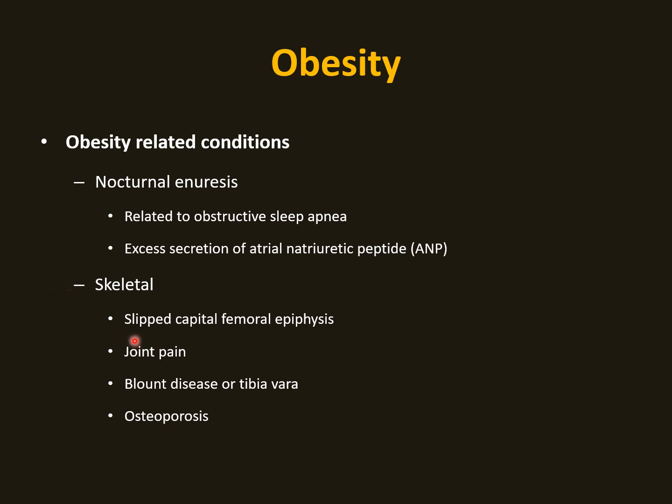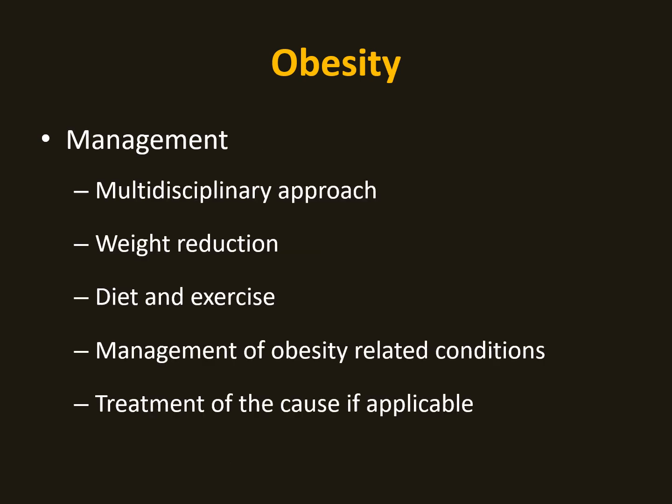Skeletal: they may develop slipped capital femoral epiphysis, which is commonly associated with obesity. Joint pain. Blount disease is commonly associated with obesity. Osteoporosis. Treatment of obesity is very complicated and requires a multidisciplinary approach, and it should be family oriented.